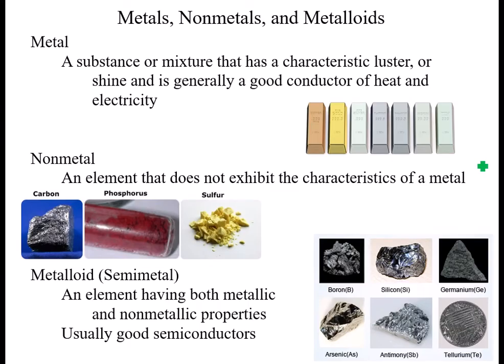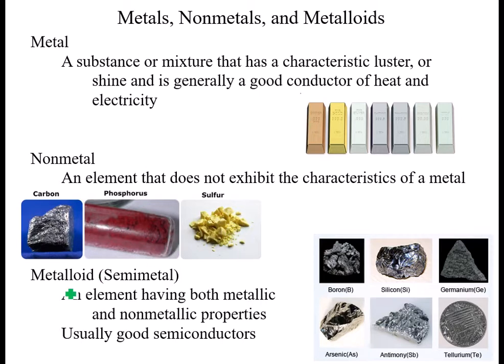Now, metals are typically a substance that has a luster or a shine. It's a good conductor of both heat and electricity. And here's some examples. I think this is copper and gold. And I can't read the rest of these right here. But they're basically all shiny, and they are good conductors of electricity and heat. A nonmetal is basically the opposite of that, which means that it tends to have no shine to it. It's a poor conductor of both heat and electricity. Examples of that are carbon, phosphorus, and sulfur. So those are examples of those.